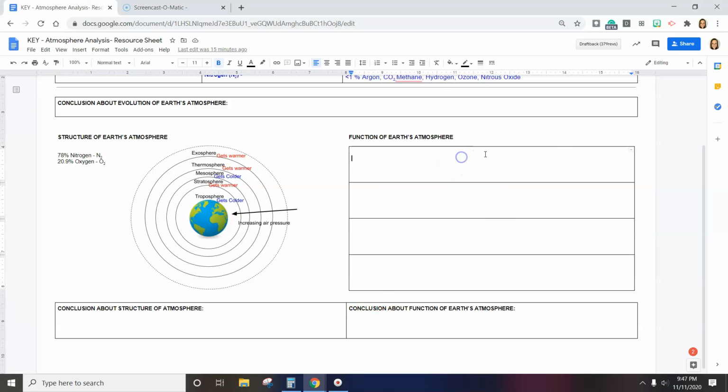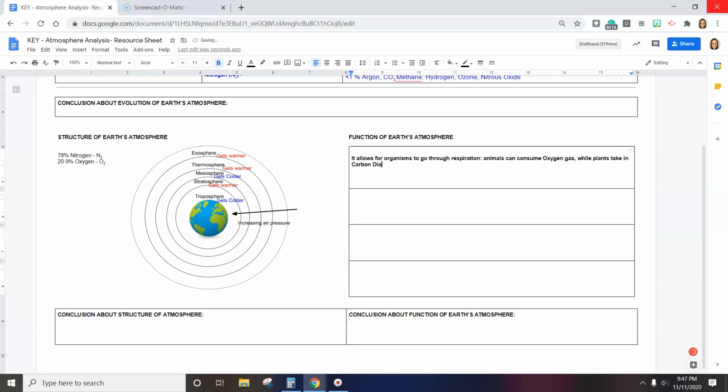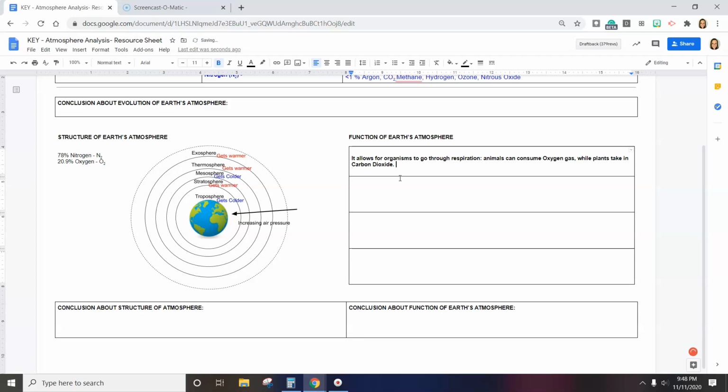All right, so some of the things that we talked about, and the most basic one that almost all of you could have told me, was that it allows for organisms to go through respiration. And I say a broad statement like that because for animals, they can consume oxygen gas while plants take in carbon dioxide. Okay, so it really depends on what the organism needs. We need oxygen, but other things need carbon dioxide.